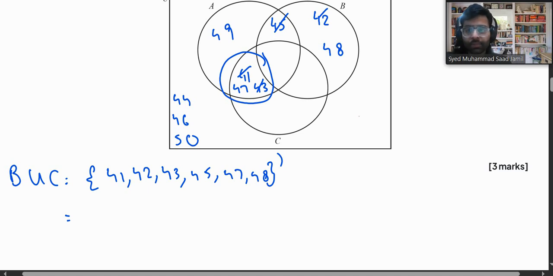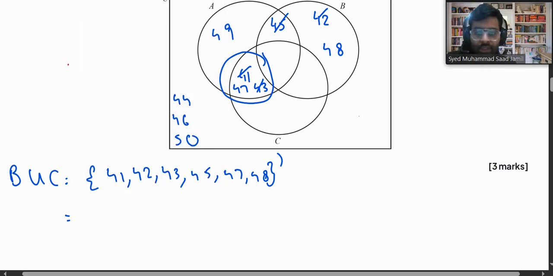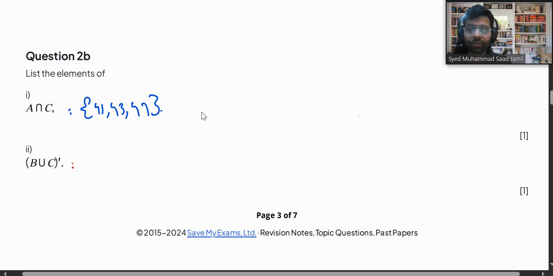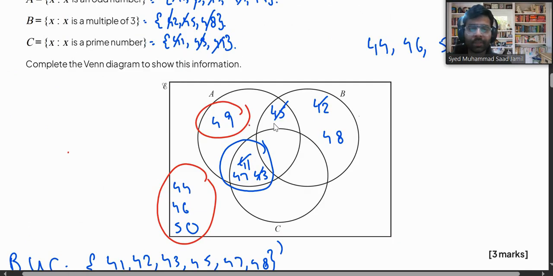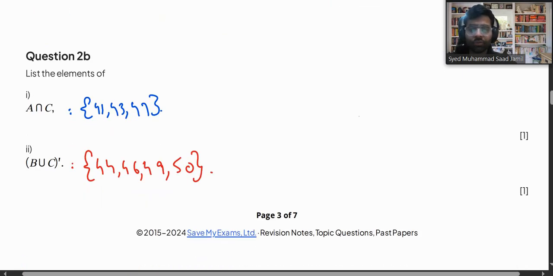If you look, B union C complement means everything outside of B and C. So which numbers are outside of B and C? 49 and these three numbers: 44, 46, 49, 50. So the answer is going to be 44, 46, 49 and 50. Because this is B complement. B union C complement is this whole part. So we can even use the diagram to solve it.